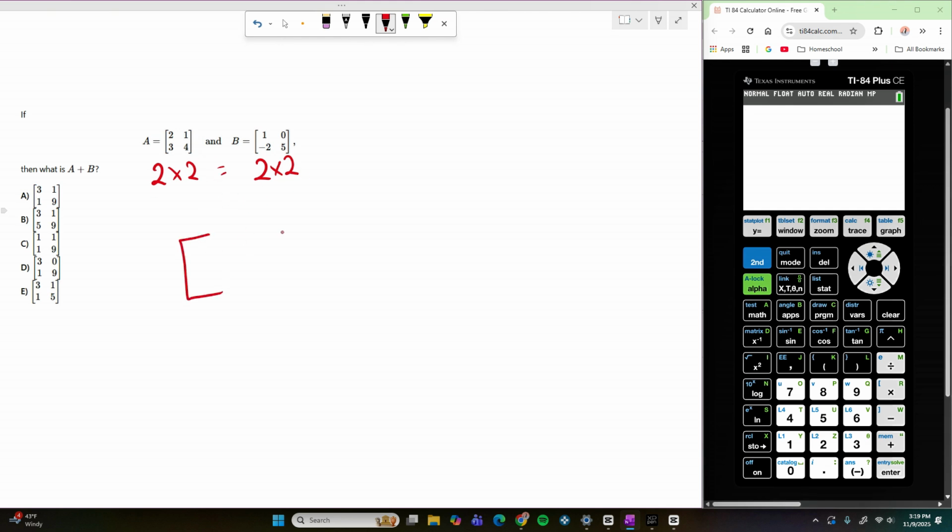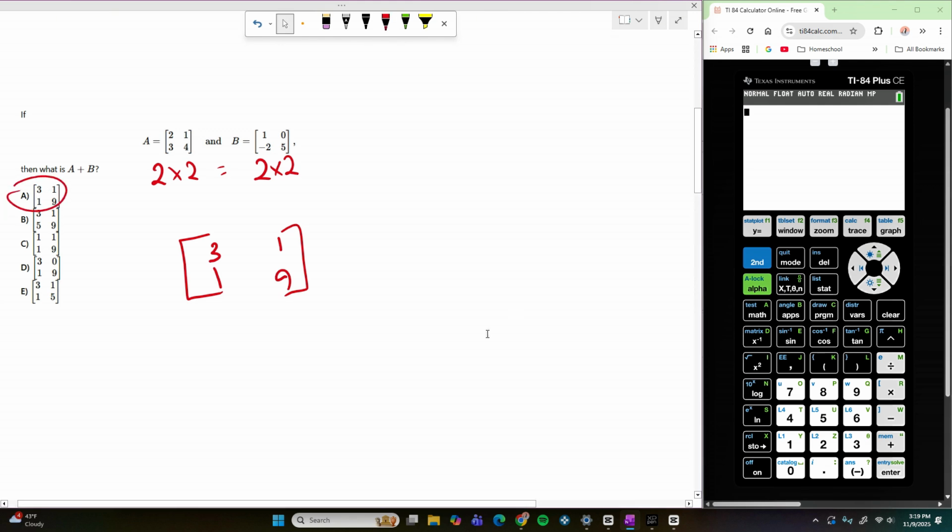Your answer will be in the form of a 2 by 2 matrix, just like all of our answers here are. But all you have to do is take whatever is in the same place on each one of these matrices and add them together. So 2 and 1 add together to get what? 3. 1 and 0 add together to get what? 1. 3 and negative 2 add together to get 1. And 4 and 5 add together to get 9. So it looks like our correct answer is A.